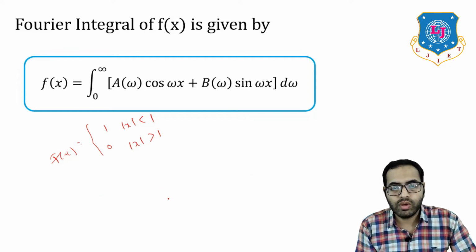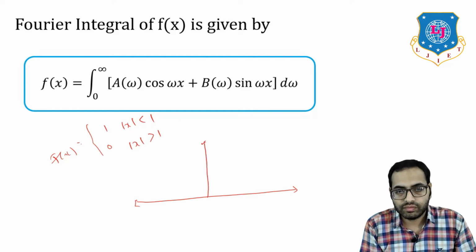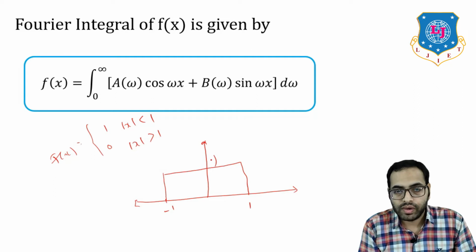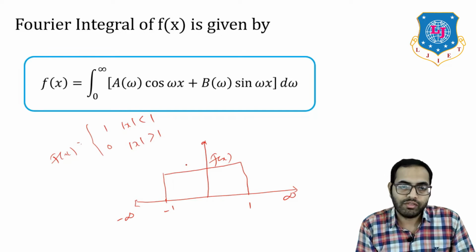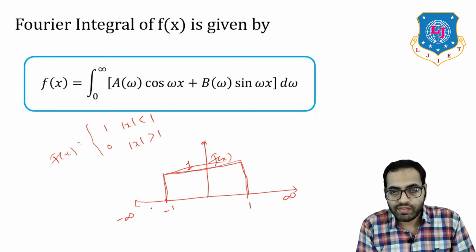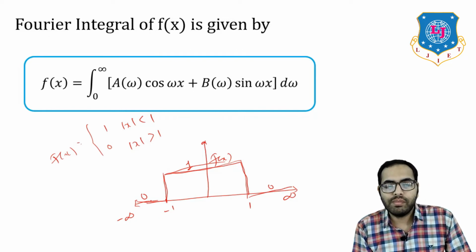Then what we have to do, this one is our x-axis, then minus 1 to 1, this one is our function, and this is minus infinite up to plus infinite. In between minus 1 to 1 the function has value 1, and except this range the function has value 0, meaning minus infinite to minus 1 the function has value 0, and 1 to infinite is also 0.